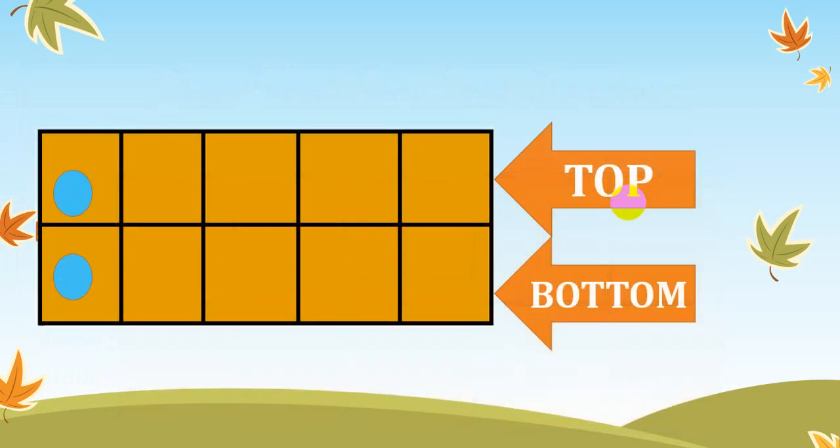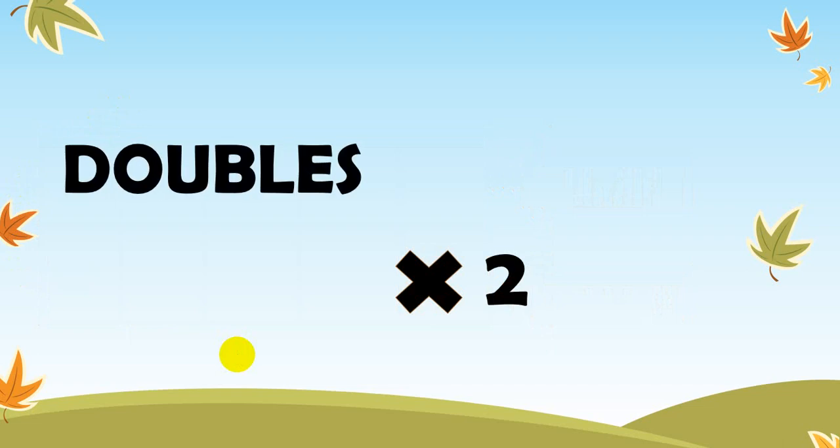In the double on 10 frame, the top and bottom layer of this 10 frame have the same number of counters. If it has 1, and if we take one more, the same amount, then it makes double of 1, meaning double of 1 will be 2. So let's start. Doubles mean that anything which is 2 times.